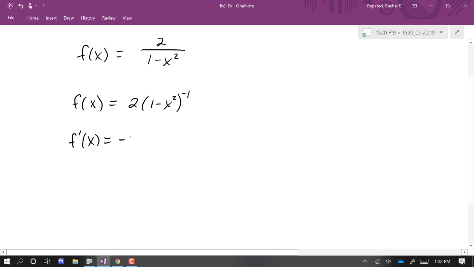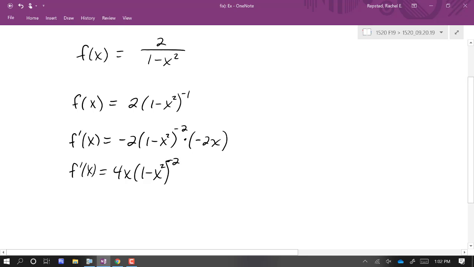-2, parentheses 1 minus x squared to the -2 power times 2x. Close. -2x, right, because of that guy right there. And then we could simplify this a little bit. So we have 4x times 1 minus x squared to the negative 2.